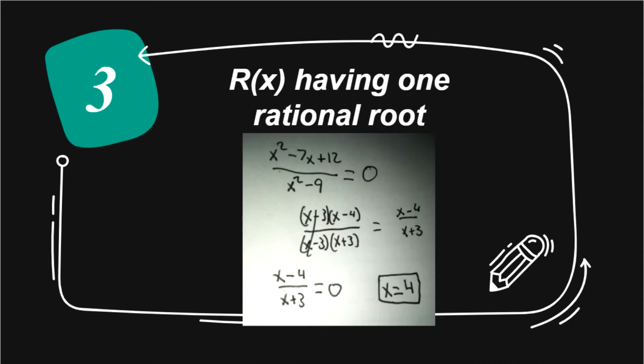So for the third requirement, we see that our function, r of x, does have one rational root, and we find this by setting the function equal to 0, and then we just factor it out in order to take away the x minus 3, which leaves us having to set the numerator to 0, which is just x equals 4.